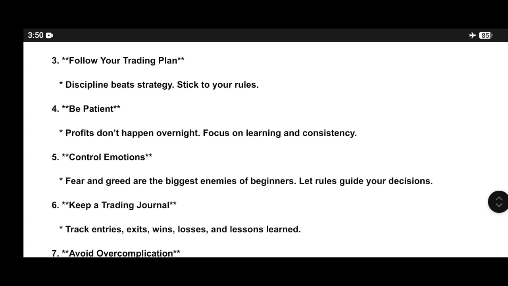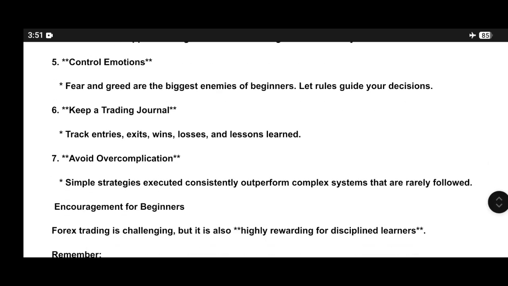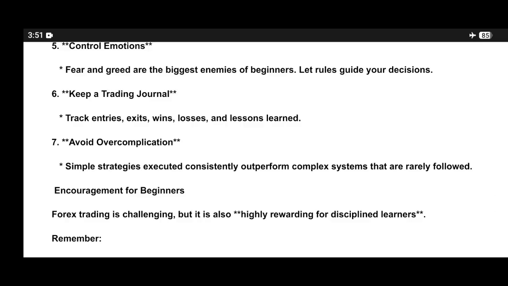Number five, control emotions. Fear and greed are the biggest enemies of beginners. Let rules guide your decisions. Number six, keep a trading journal. Track entries, exits, wins, losses, and learn from those lessons. Are you getting me? Number seven, avoid overcomplication. Simple strategies executed consistently outperform complex systems that are rarely followed.